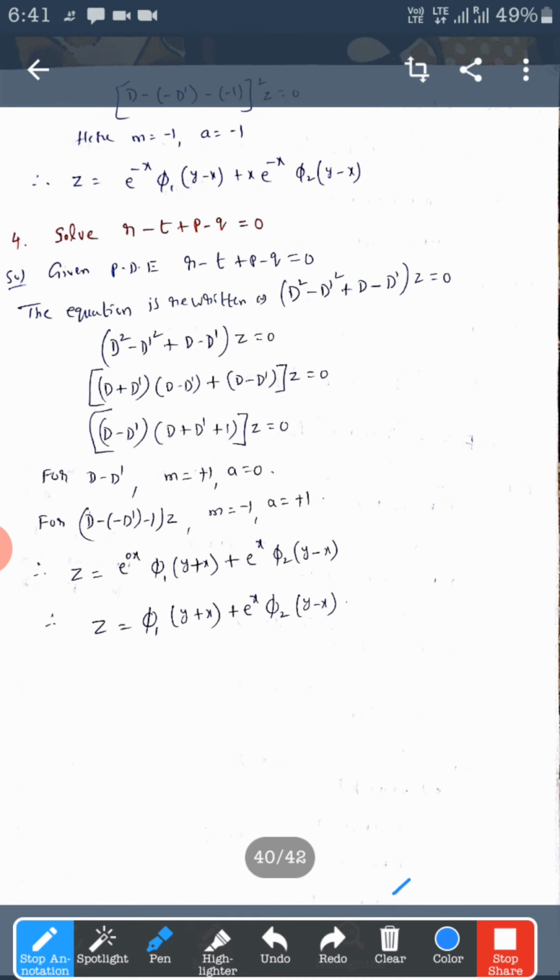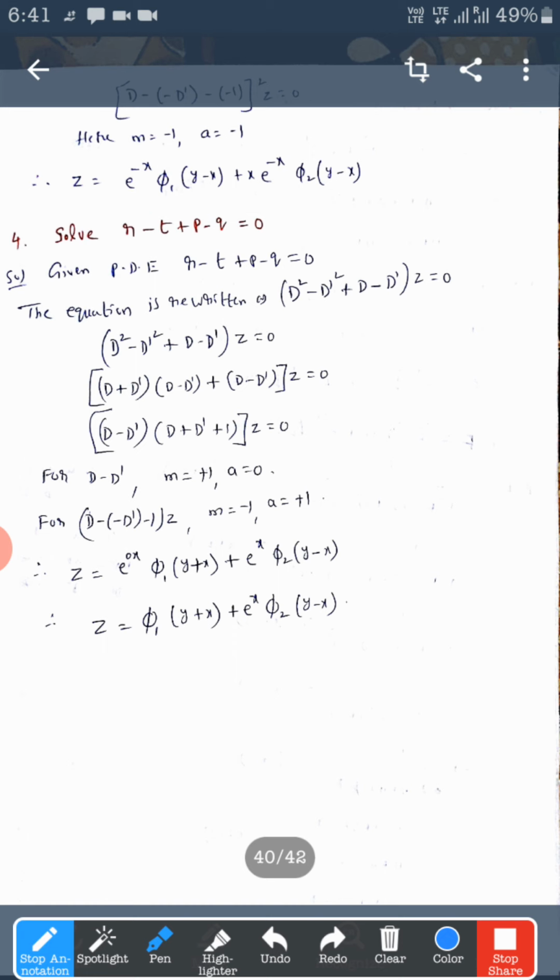So after simplification, we get m is equal to -1, a is equal to -1. Therefore, z is equal to e power of ax into phi 1 of y minus x plus x into e power of minus x into phi 2 of y minus x.